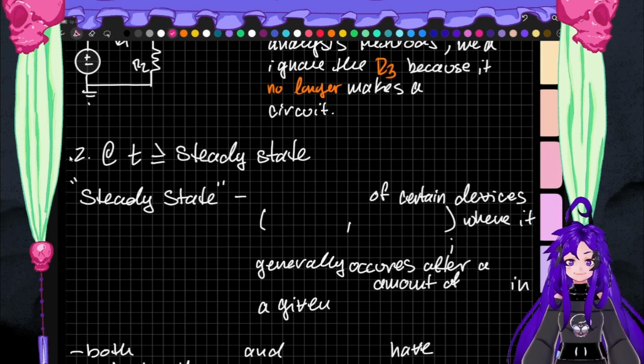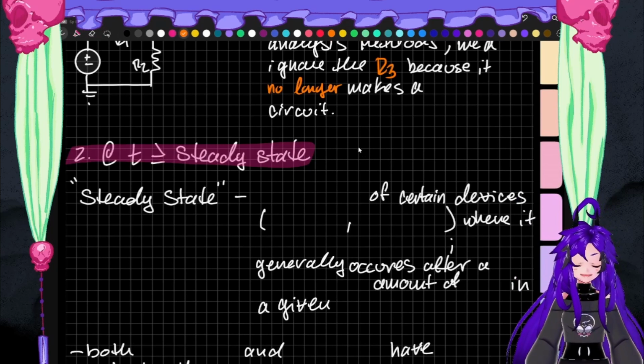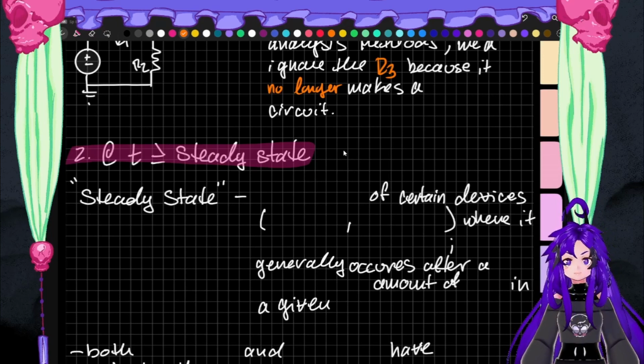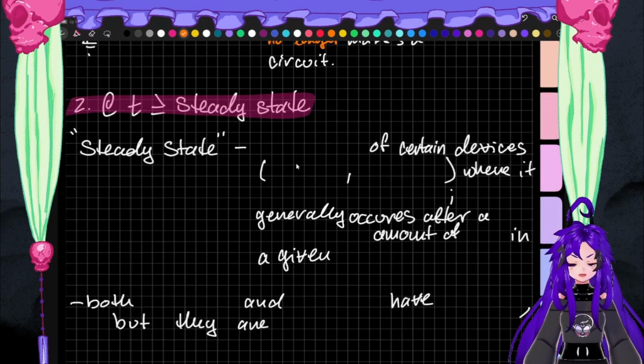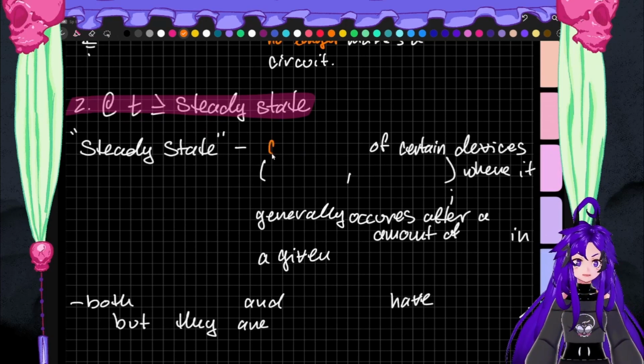So, second situation, when we get t is greater than or equal to steady state, which I wrote in an incredibly obtuse way above, but what I meant was t is reaching steady state. Well, let's figure out what steady state is first. So steady state is a condition.